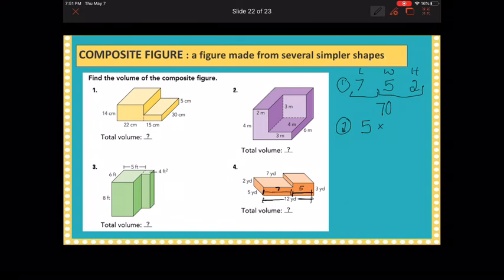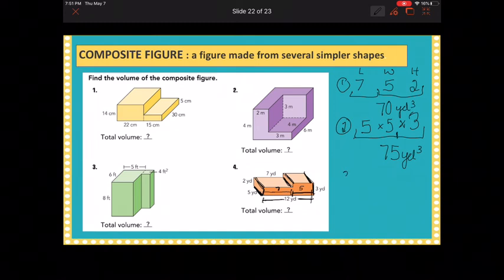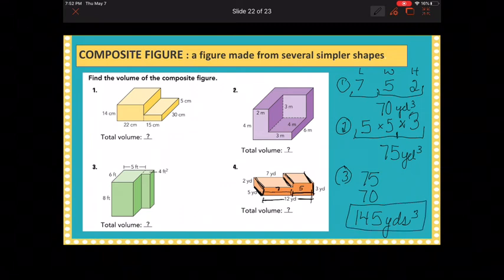Now we're figuring out the width from front to back. It's not here, it's not here, it's not here. Let's move over. It's not here, but it's right there. Those are all the same. So we're going to steal that 5 yards, and then the height it gives us is 3. All right, so we have 25 times 3 is 75. 75 what? Yards cubed. Oh, we didn't label this one, yards cubed. All right, so third part is to add 75 yards cubed plus 70 yards cubed, and you get 145 yards cubed as your volume for that composite figure.